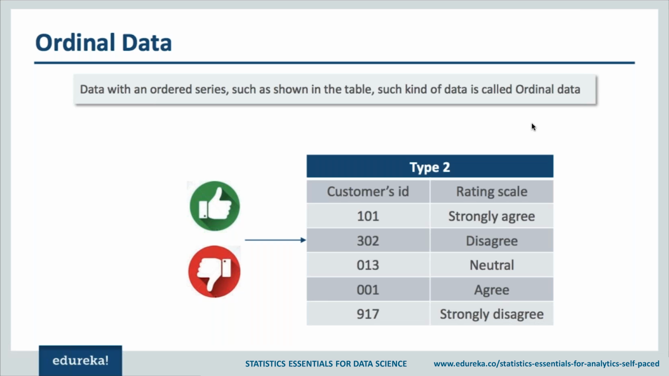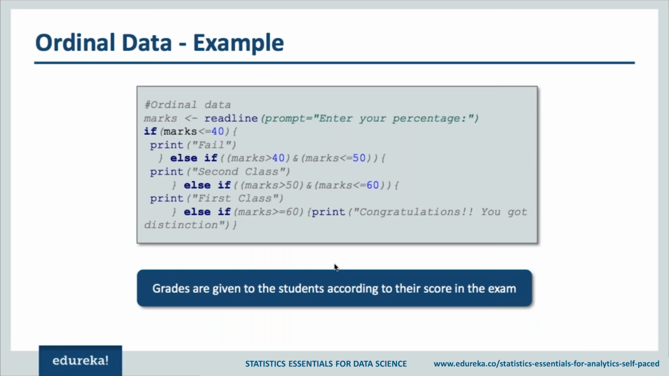So if you see, there is an inherent ordering already in place, starting with strongly agree, which is customer ID 101, till it goes to another customer with the rating of strongly disagree. So there is an order, because strongly disagree will be pretty much low priority compared to strongly agree, or the neutral one will be somewhere in the middle. So the value associated with a particular variable or data having an inherent order is called ordinal data.